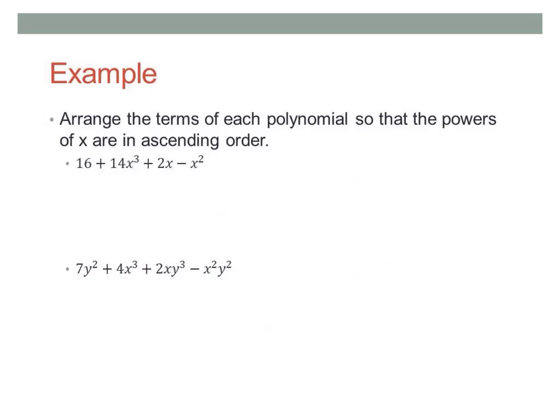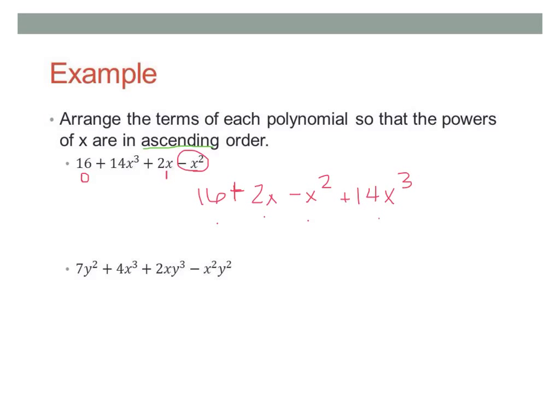So we are going to arrange these terms so that they are in ascending order. So it's telling us ascending order, so smallest to largest. So what here has the smallest power would be 16, because that has a power of 0, and then 2x has a power of 1. Okay, now power of 2, you got to take the sign with it. So we're going to do minus x squared and then plus 14x cubed. So our exponents are in ascending order, 0, 1, 2, 3. Alright, so the last one here, smallest exponent.